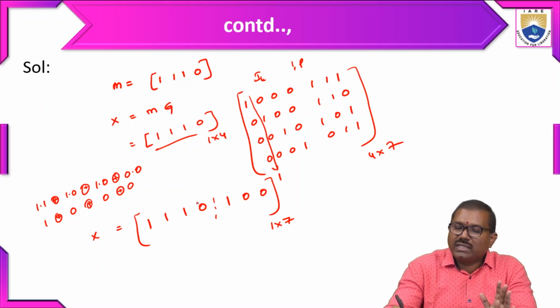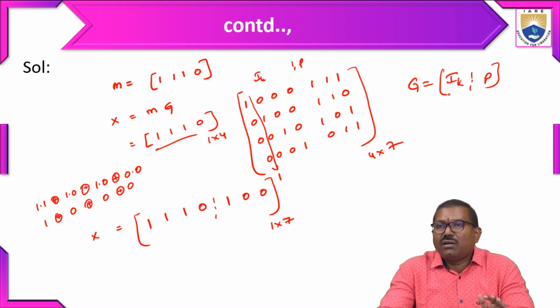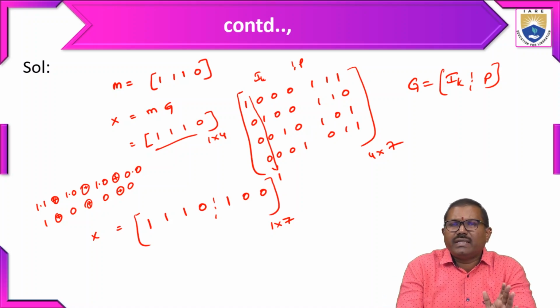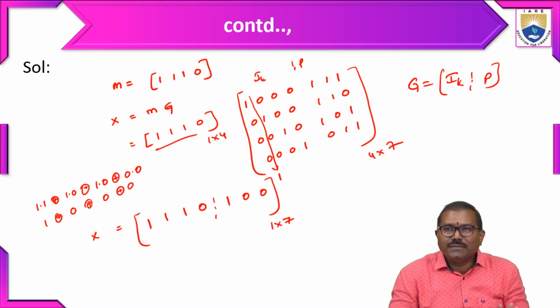Where G is in the form of I_K augment P, it is called the systematic pattern. So in the systematic pattern, we can easily identify where the message bits are located. Okay. So in this way, you can generate all the 16 code vectors.